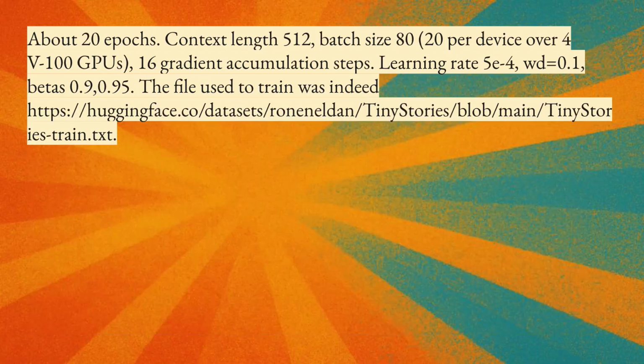And they also gave the recipe out. This was the 33 million parameter model. They trained it for 20 epochs, context length 512, batch size 80, 16 gradient accumulation steps, learning rate of 5e-4, weight decay of 0.1, betas of 0.9 and 0.95, and that particular file was used, and I think that is the 2 million or 2.1 million story dataset. And that's it. That's the end of my appendix.